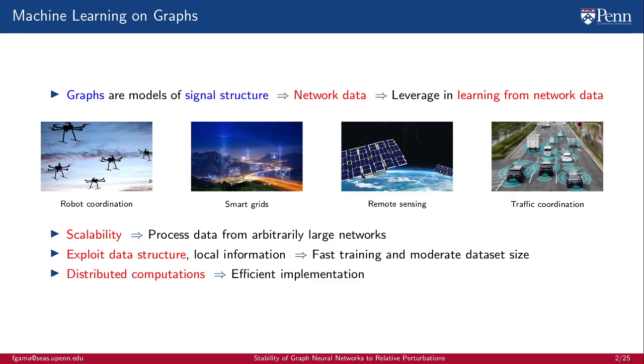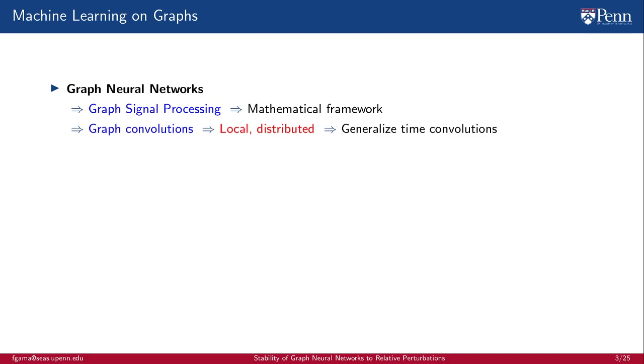Successful machine learning on graphs requires an architecture that scales so that it can process data from arbitrarily large networks, exploits the data structure, allowing for fast training and moderate dataset sizes, and has a distributed implementation. This architecture is precisely that of graph neural networks. GNNs are built from graph convolutions that are local and distributed linear operations that generalize time convolutions. This makes GNNs appropriate generalizations of convolutional neural networks.